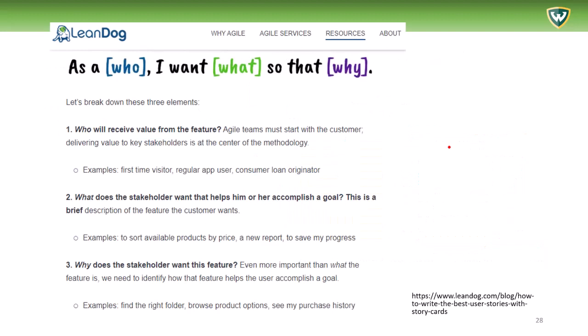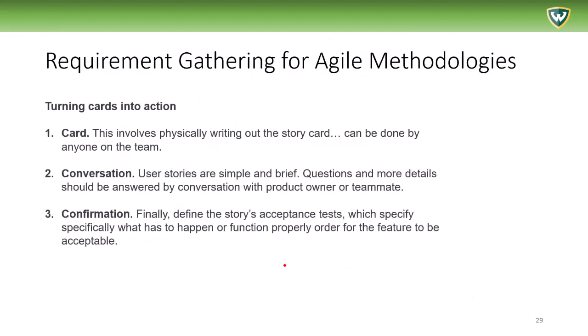Another way to think about it here, as I want, so that why, from LeanDog, and you can kind of break it down. Who will receive the value from the feature? What does the stakeholder want that helps him or her accomplish a goal? Why does the stakeholder want this feature? These questions, prompts, help us develop user stories to then identify what the features of the system should be. For requirements gathering in agile methodologies, we will employ user stories, and then may also use these story cards to identify the specific features and then turn them into action.